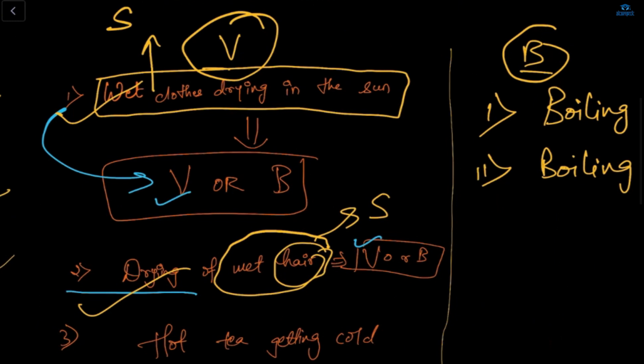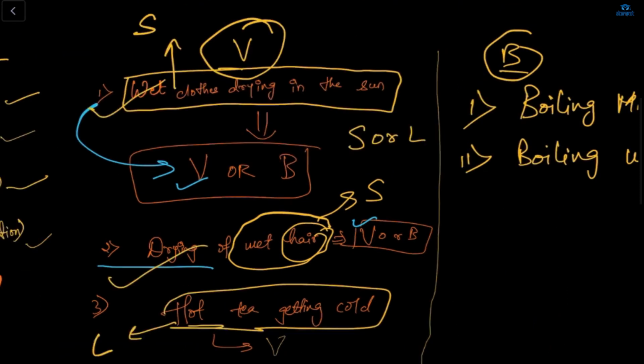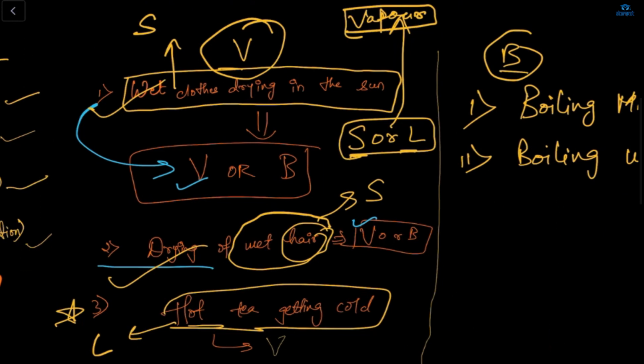Means any solid thing or any liquid. So see here, this is a liquid. Hot tea getting cold. So tea is what? Tea is a liquid. Means any solid or any liquid which is converting into vapor. Now, if you are keeping wet clothes in the sun, what will happen? The water is getting vaporized, correct? So that's a solid, and this is your liquid. Both the solid or liquid which is converting into a vapor, that's the process of vaporization.